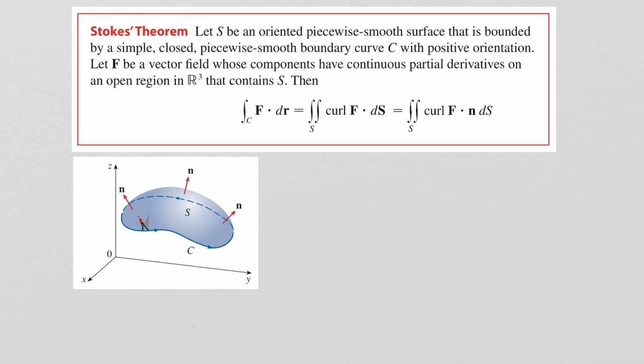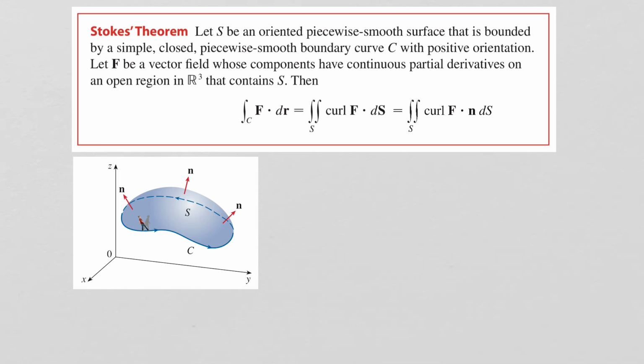In this case, the integral along the curve C of the vector field F dot dr is the same as the double integral over the surface of the curl of F dot dS, which of course is equal to the double integral over the surface of the curl of F dot the normal vector to the surface times dS.